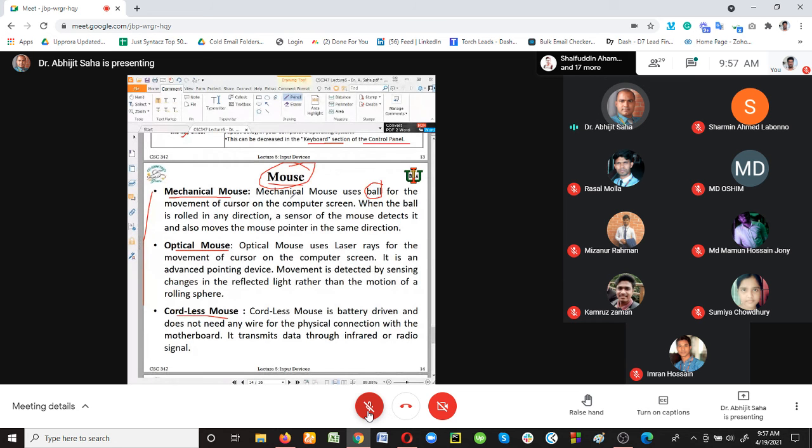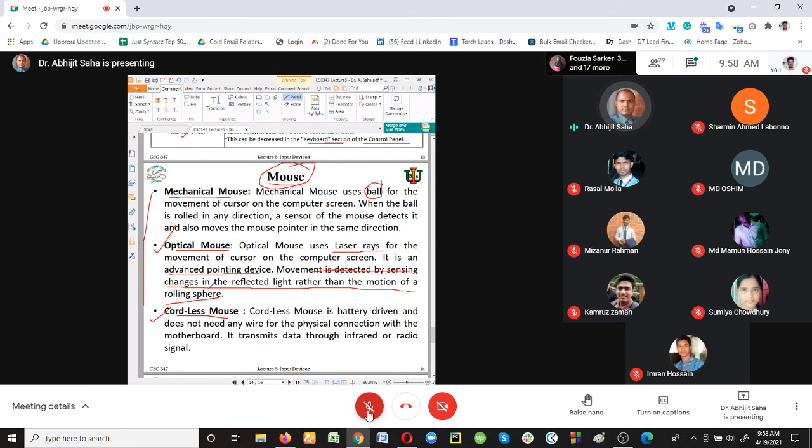We are going to discuss the mechanical mouse in detail on the next slide. The optical mouse is not using the ball. There is also another mouse, the mechanical optical mouse, where both technologies have been combined. But these days, the mouse you are using is based on the optical mouse and the cordless mouse. The optical mouse uses laser rays instead of the ball for the movement of the cursor on the computer screen. It is an advanced pointing device. Movement is detected by sensing changes in the reflected light rather than the motion of a rolling sphere.